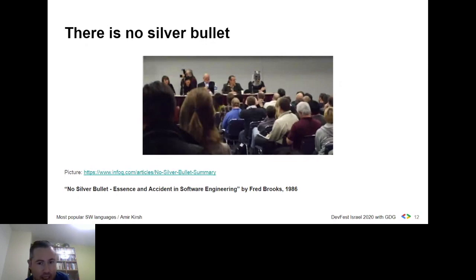Now, this picture is taken from Uppsala 2007, where Fred Brooks, the person in the middle, came and talked about this paper. The man in the wolf costume is Martin Fowler.